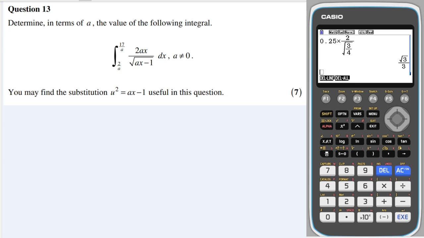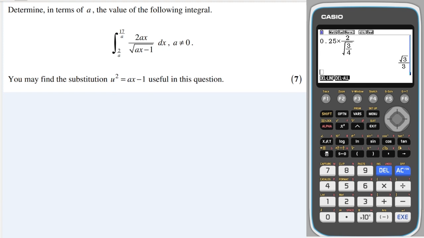Okay, final question. Looks like a bit of a beast, but thankfully Mr. MadAs has been kind enough to hint that you may find this substitution useful. Pretty sure we're going to find it very useful. Right, let's do it.